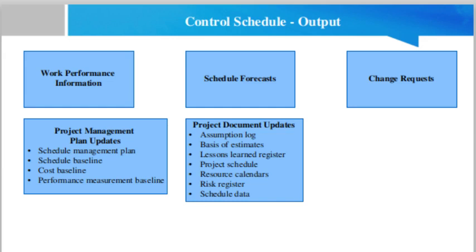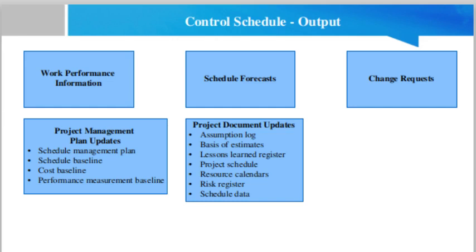Change request. Schedule variance analysis, as well as reviews of progress reports, results of performance measures, and modifications to the project scope or project schedule, may result in change requests to the schedule baseline, scope baseline, and other components of the project management plan.